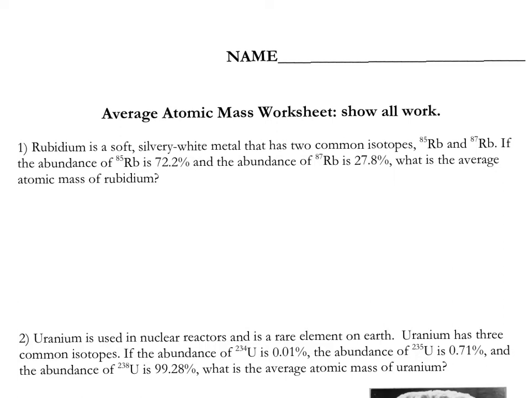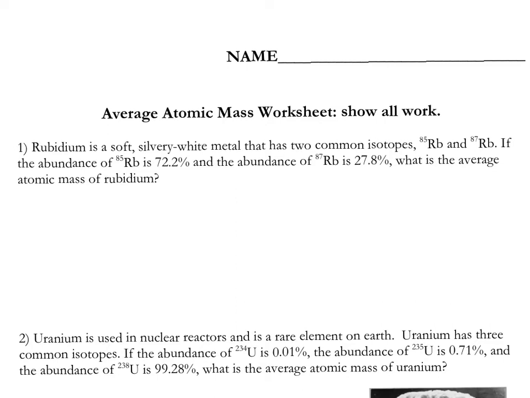So for example, carbon would be 12.011. Probably carbon-12 is the most abundant source of carbon, but there's also carbon-13 and 14, and those influence the average mass by making it rise up just a little bit.